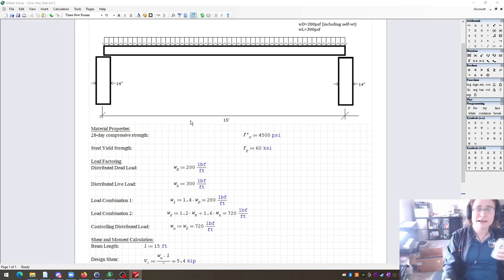Instead, we have to start with a blank page and determine all the parameters, including the thickness, including the steel in both directions, the primary structural steel in the strong direction, and then the shrinkage and temperature steel in the minor direction.